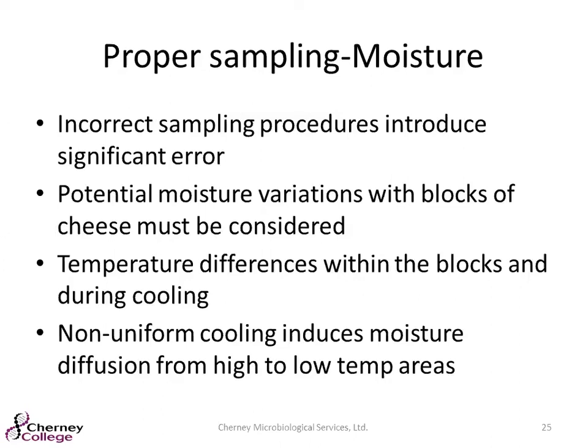So when we talk moisture, it's a very, very simple test. For those of you that do it, you know that it's a very simple test, but there can be a lot that goes wrong. Incorrect sampling procedures can introduce error: leaving your bags open for too long, not getting a representative sample. There can be potential moisture variations within blocks of cheese. How it was cooled down can really affect that temperature also. So really, again, not just taking one simple, easy sample, but maybe taking it from different spots within your block of cheese or whatever that product type might be.